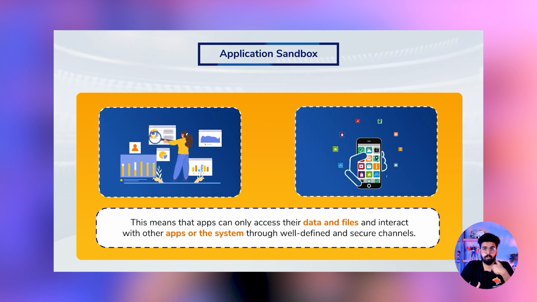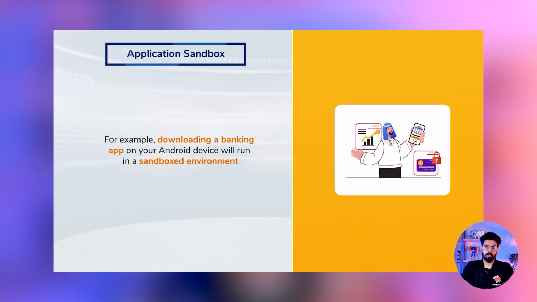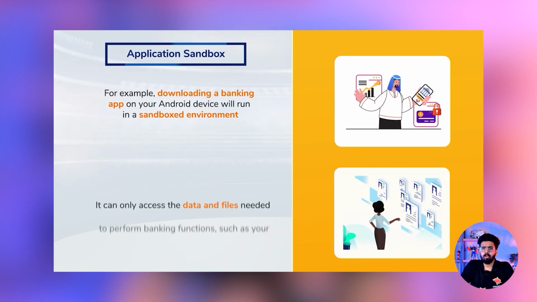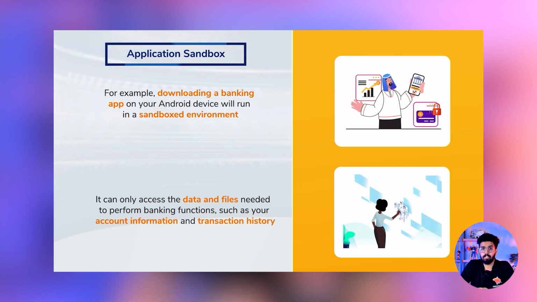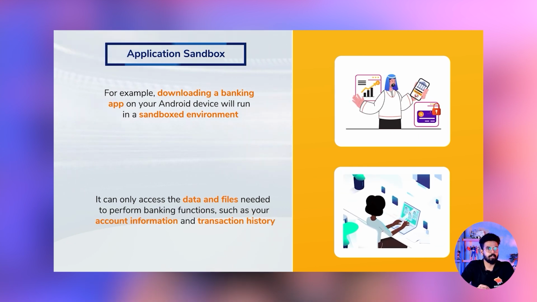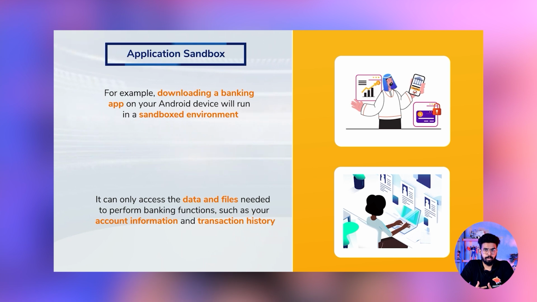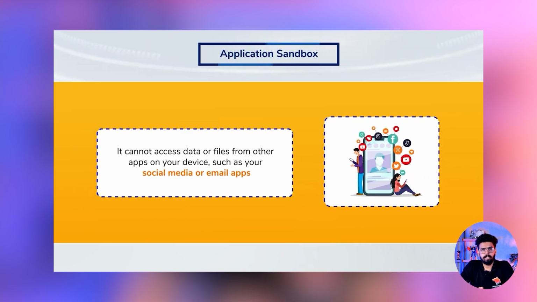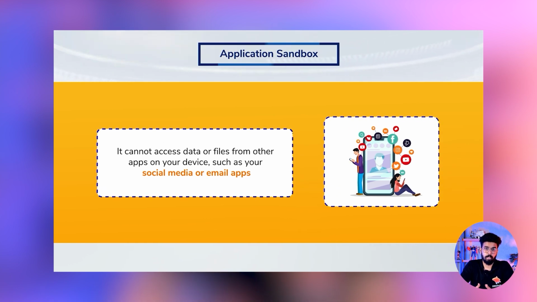For example, a banking app downloaded on your Android device will run in a sandbox environment. It can only access the data and files needed to perform banking functions, such as your account information and transaction history. It cannot access data or files from other apps on your device, such as your social media or email apps. Types of permissions.